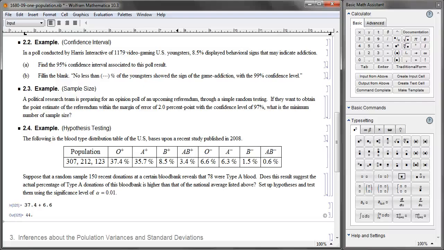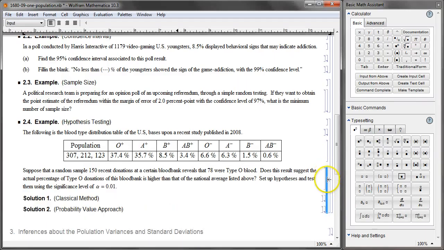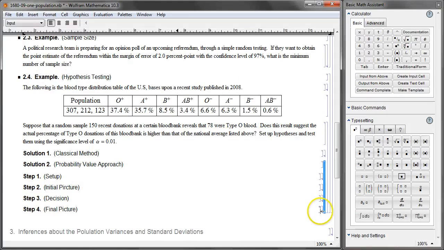So we can set up a similar type of problem. Let's recycle the same figure. 78 out of 150 recent blood donations turned out to be O-type blood. Does this result suggest the actual percentage of type O donations of this blood bank is higher than that of the national average listed above? Well, we can do the same thing here, except that this time the null hypothesis should be 44%, not 42%. In the end, you're going to get something like this.